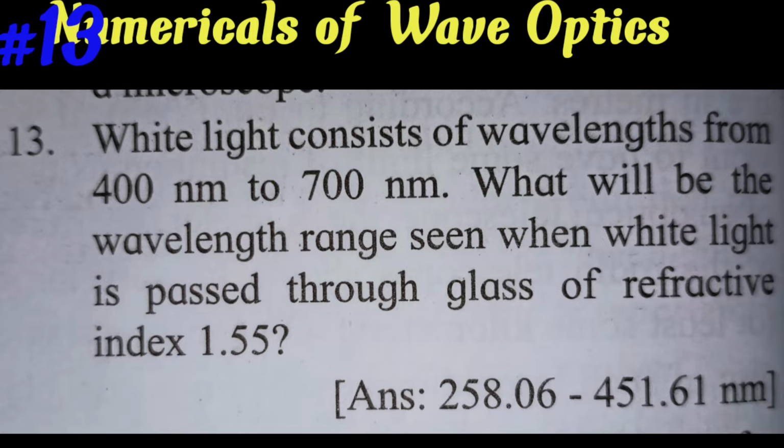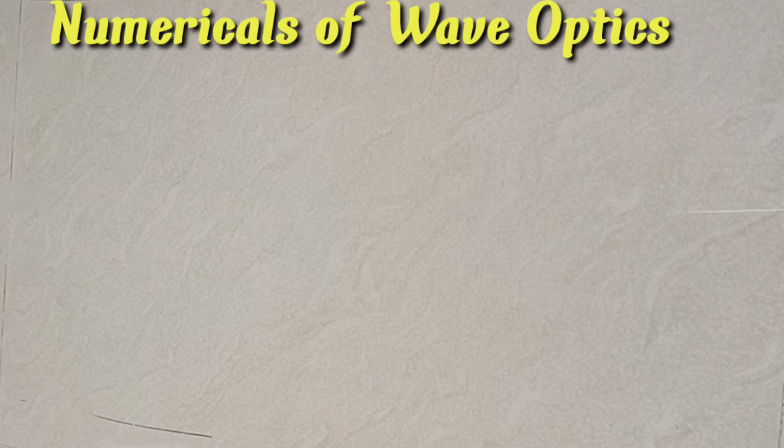White light consists of wavelengths from 400 nanometer to 700 nanometer. What will be the wavelength range seen when white light is passed through glass of refractive index 1.55? Now, what is the given?